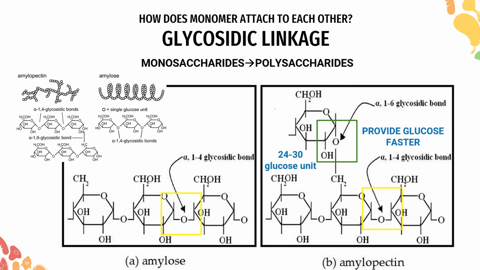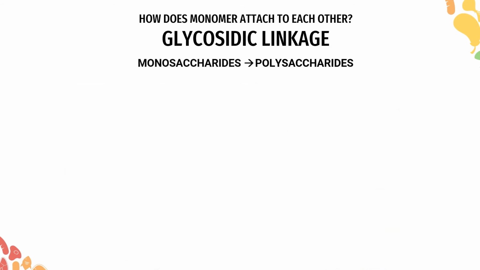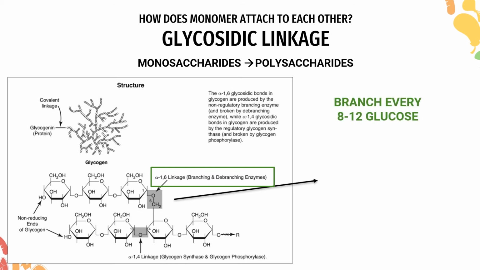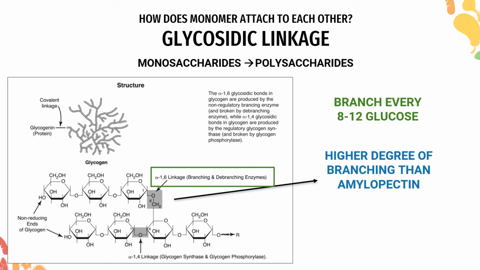Okay, next. Now, after talking about glucans in plants, let's talk about glycogen. Glycogen is a homoglycan from glucose units that functions as glucose storage in animals. In a way, glycogen has a similar structure to amylopectin in terms of the existence of alpha-1,6 glycosidic linkage that forms branching. However, glycogen's alpha-1,6 linkage happens every 8 to 12 glucose units, creating a higher degree of branching and more rapid hydrolysis in times when glucose fuel is needed.